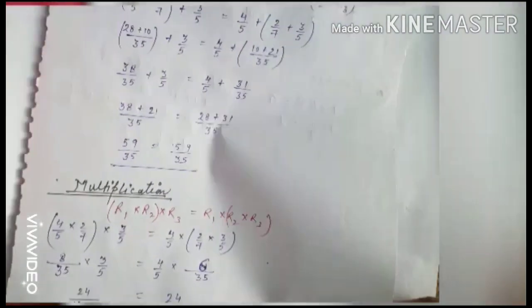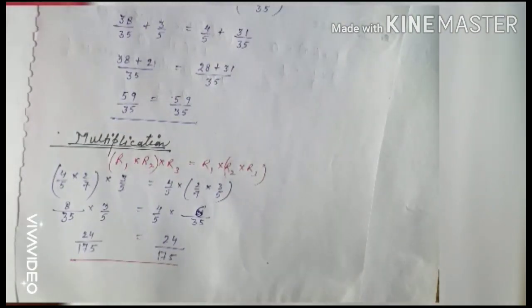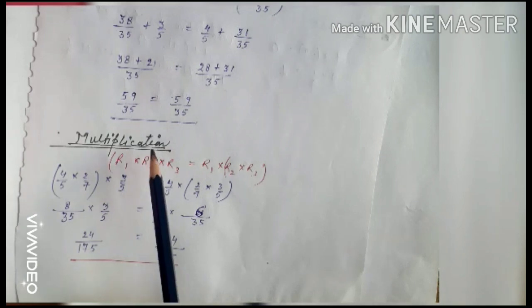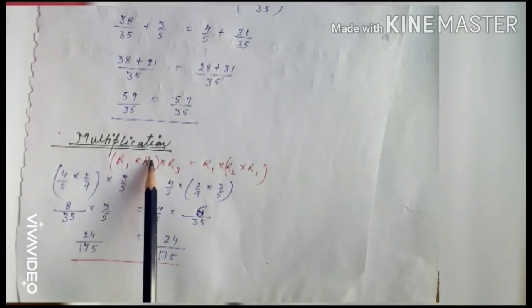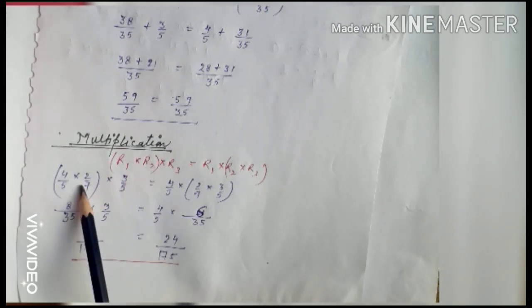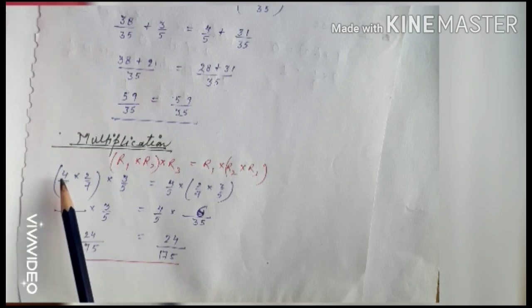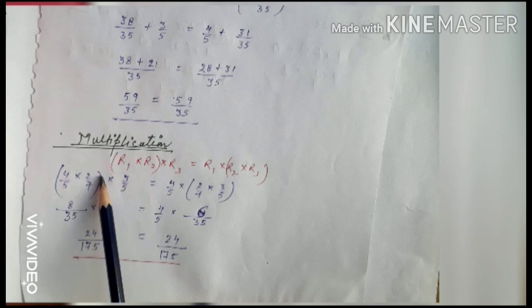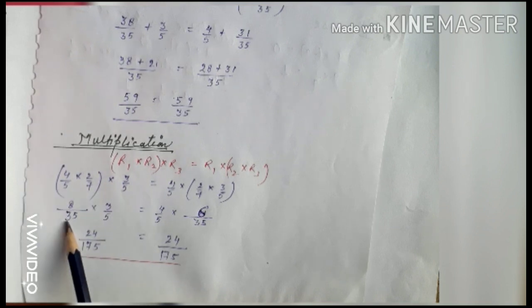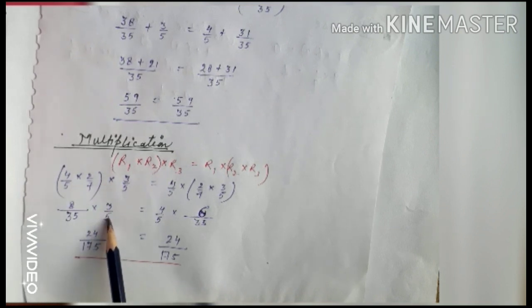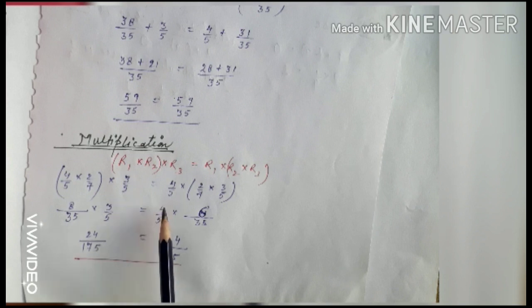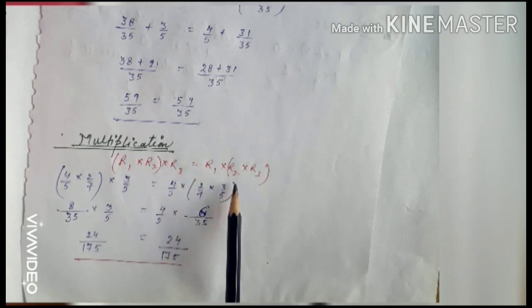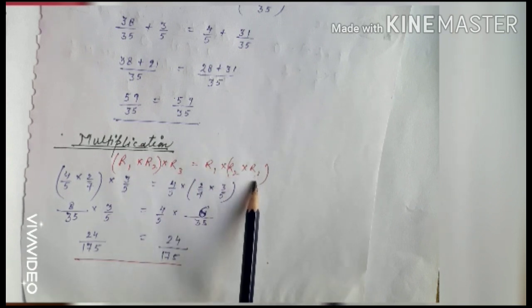Same for multiplication, you take any three rational numbers, suppose R1, R2 and R3, and then you make the group. The first group you solve is R1 multiplied by R2. Same numbers as we have chosen: 4 upon 5 multiplied by 2 upon 7. It gives 8 in the numerator and 35 in the denominator, and then multiplied by 3 upon 5.